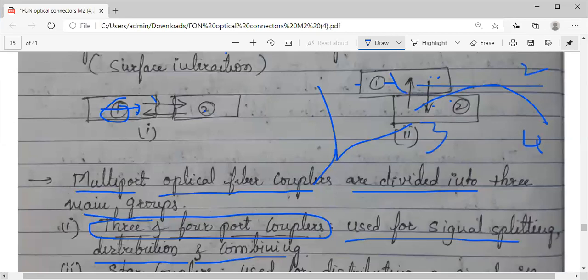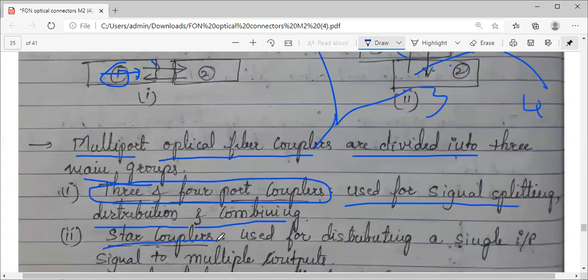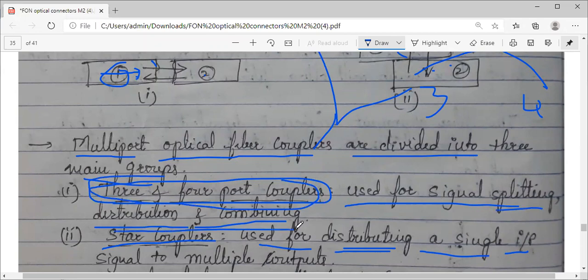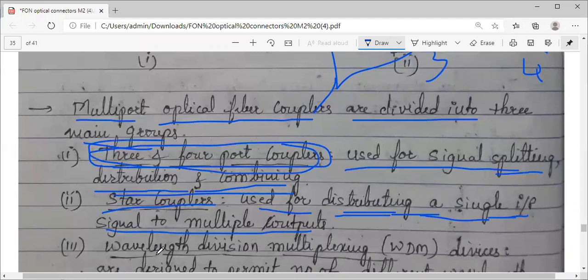We will be looking into each of these categories in depth. The second is called star couplers. So these are used to distribute the signal. Again, star coupling is used for distribution. If you are using the 3 or 4 port couplers, they can be used for splitting, distribution, or combining. This is for distributing a single input signal into multiple outputs, something like a multiplexer. Many to one, one to many.